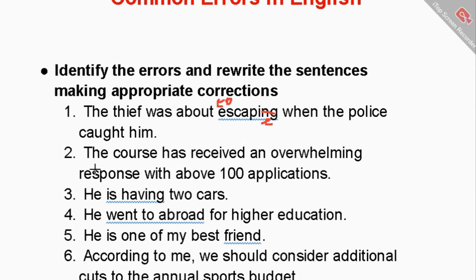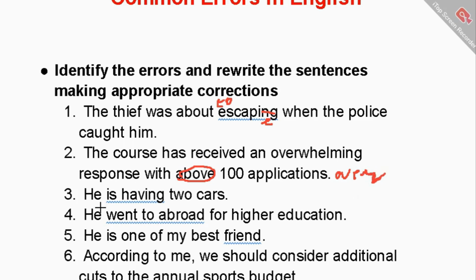The second one: the course has received an overwhelming response with above 100 applications. Now the error is "above." Instead of above, we should use over. So in place of above, use over 100 applications. The reason for this is that in this context, when referring to numbers or quantities, over is the correct choice. So you should use over instead of above.